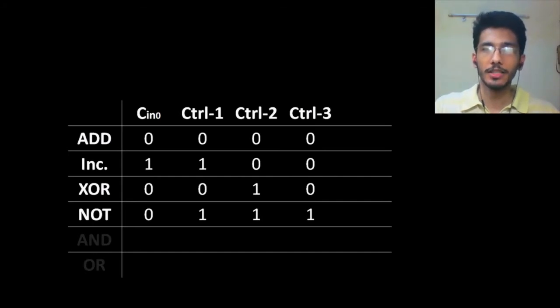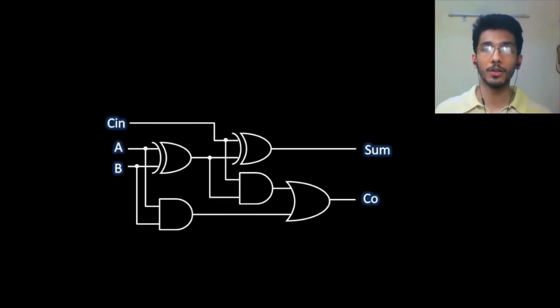Next, let's figure out the AND and the OR operation. Up till now, we've been using the sum out of the full adder as the final output of our ALU. But what if we considered carry out as the output of our ALU?